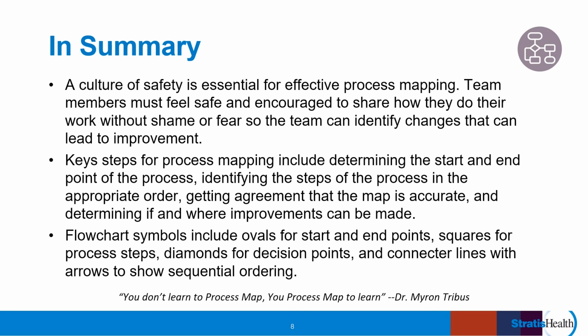Flowchart symbols and shapes include ovals for starting and end points, squares for process steps, diamonds for decision points, and connector lines with arrows. Using agreed-upon shapes helps ensure all parties understand the process map.